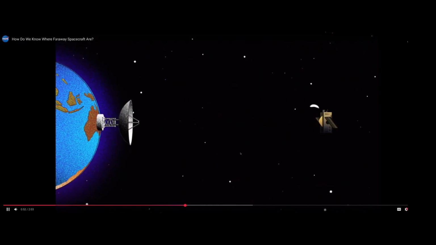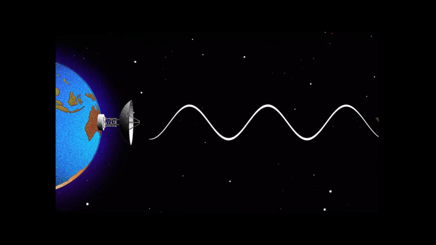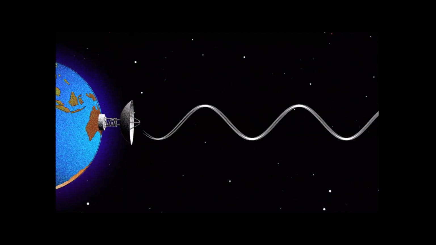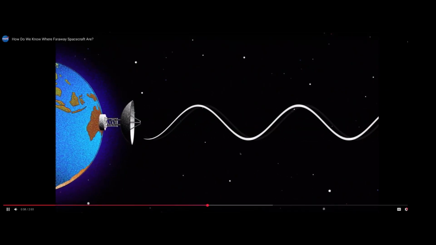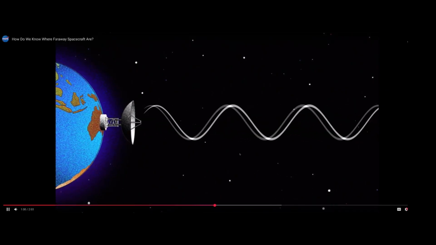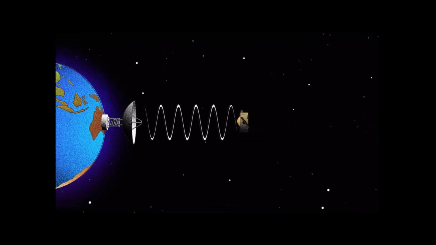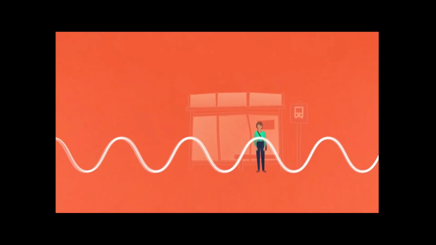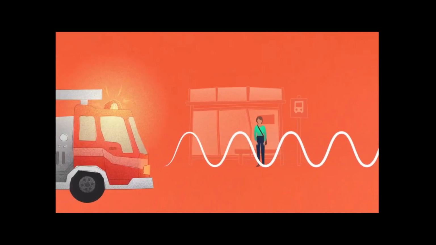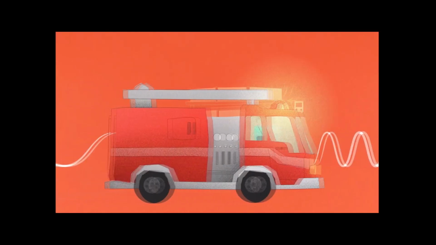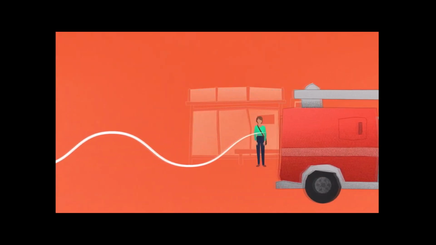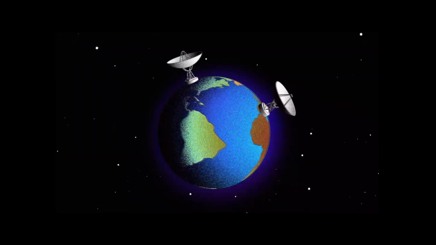As the distance between Earth and the spacecraft increases, radio waves from the spacecraft will appear at a lower frequency. If the distance decreases, radio waves from the spacecraft will appear at a higher frequency. Doppler shifts happen around us all the time. It's the reason why a siren sounds higher in pitch when it approaches you and then lower in pitch as it goes away.